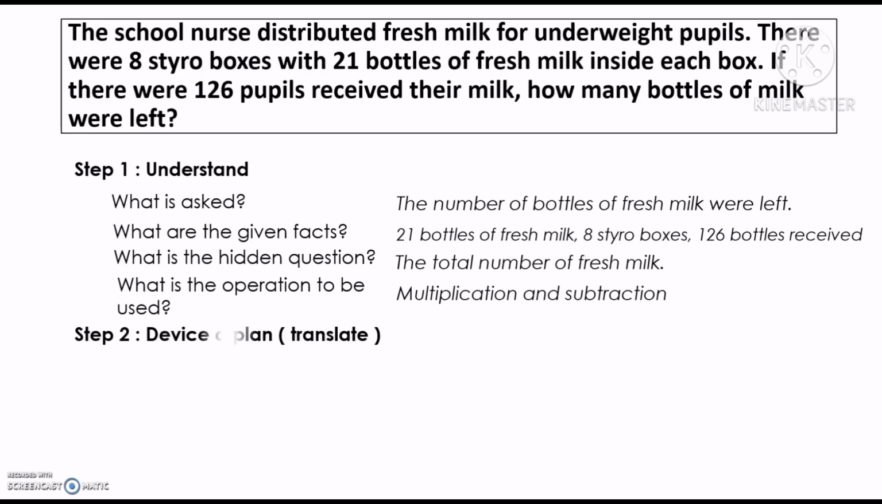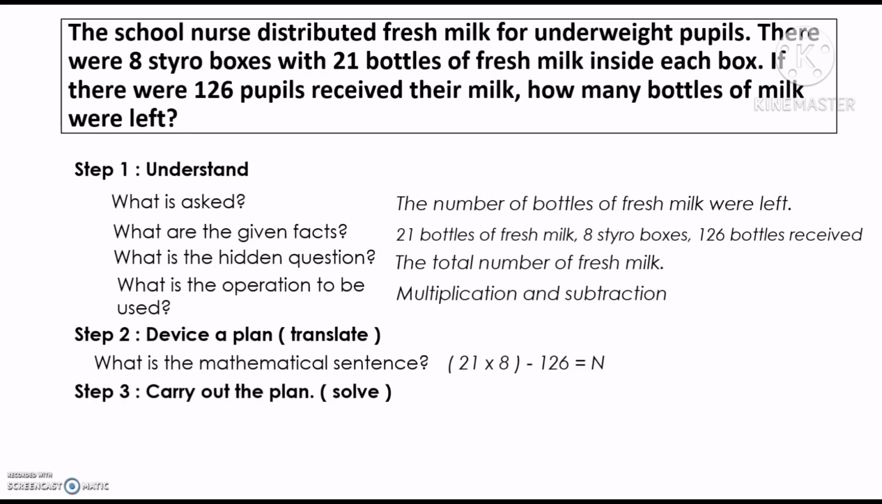Next step, devise a plan. We are going to translate it now. What is the mathematical sentence? You have 21 times 8 in parentheses minus 126 is equal to n. So we have the number sentence already, or mathematical sentence. Step 3, carry out the plan. You have to show your solution now.